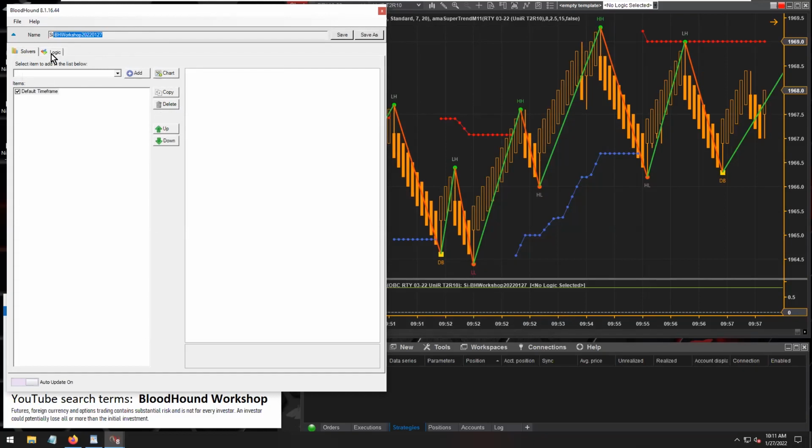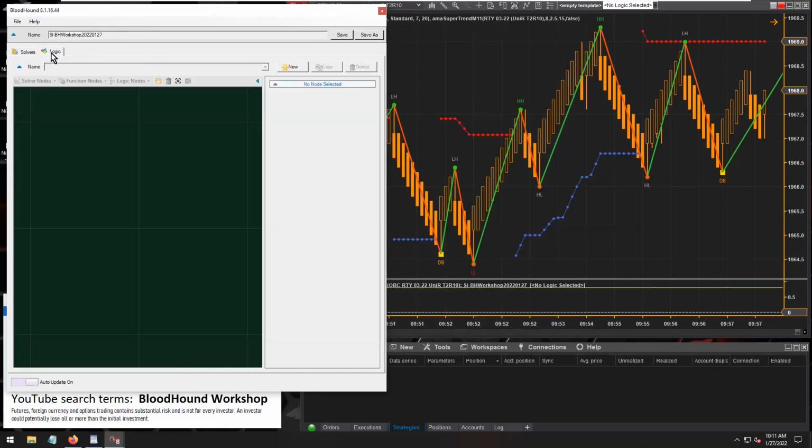Next I'm going to switch over to the logic template here, and we'll make a new logic template and give it a name. All right, so we're doing a SuperTrend M11 crossover with the swing trend filter there.